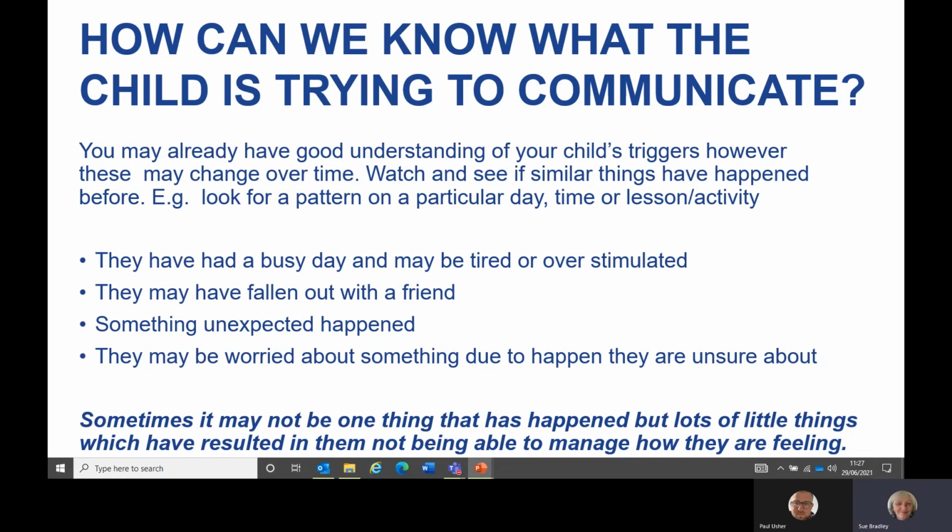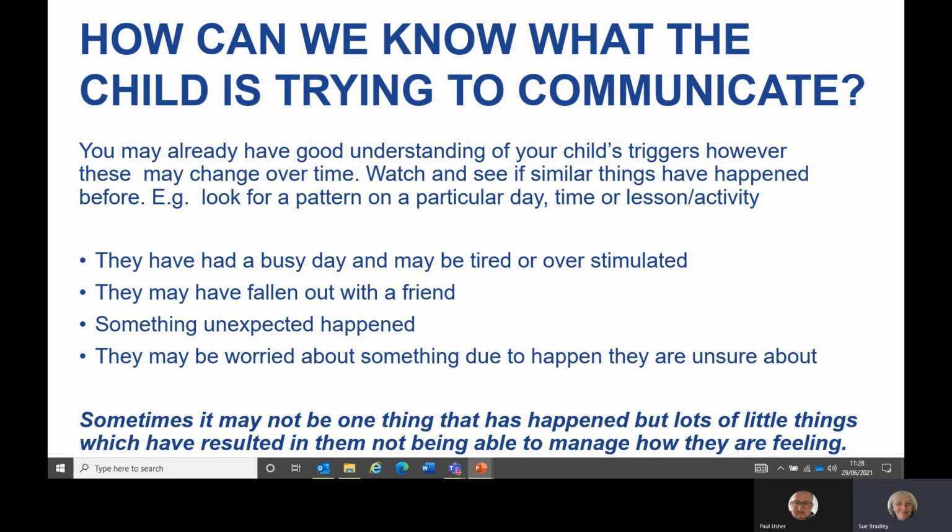How can we know what the child is trying to communicate? You may already have a good understanding of your child's triggers. However, these may change over time and as they get older and develop. Watch and see if similar things have happened before. We can look for a pattern on a particular day or during a particular lesson or an activity or at a particular time. They may have just had a busy day and may be tired or overstimulated.